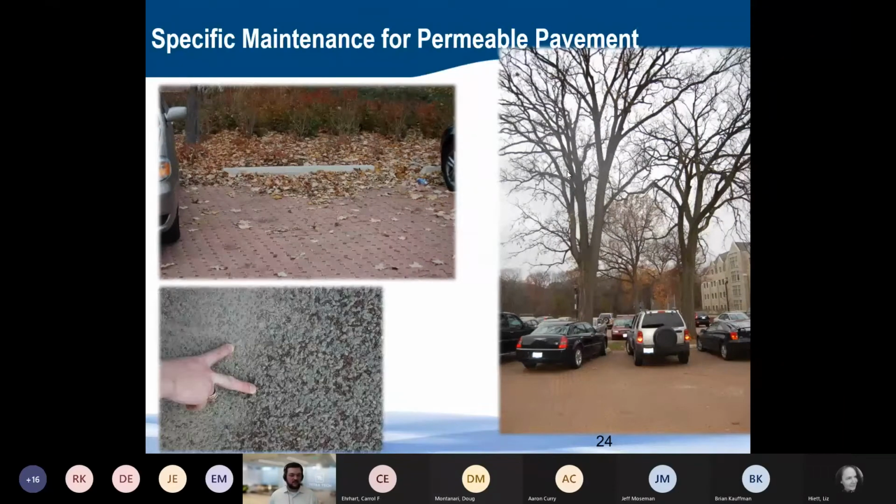This is a photo I borrowed from Bill Hunt at NC State. You can see the leaves and the acorns there that have been crushed into the permeable pavement. Those are things to look for. Hopefully we're keeping our parking lots clean, and we're blowing the leaves off of the parking lots pretty frequently, and this won't be an issue, but it is something to keep an eye on at least.